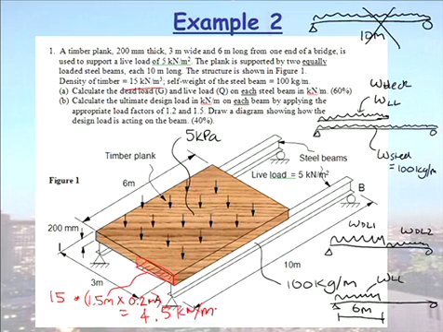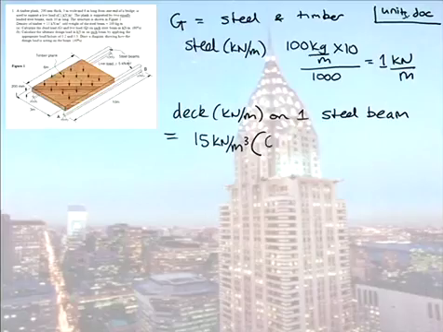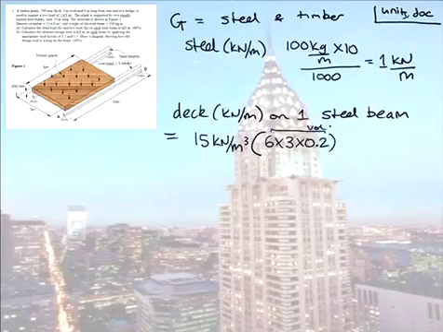What I'll now do on the next overhead is I'll do it the slightly longer way. I have the density. I'm going to multiply it by the total volume of the deck, 6 by 3 by 0.2. That's the volume. So by doing that, I now have a load in kilonewtons.